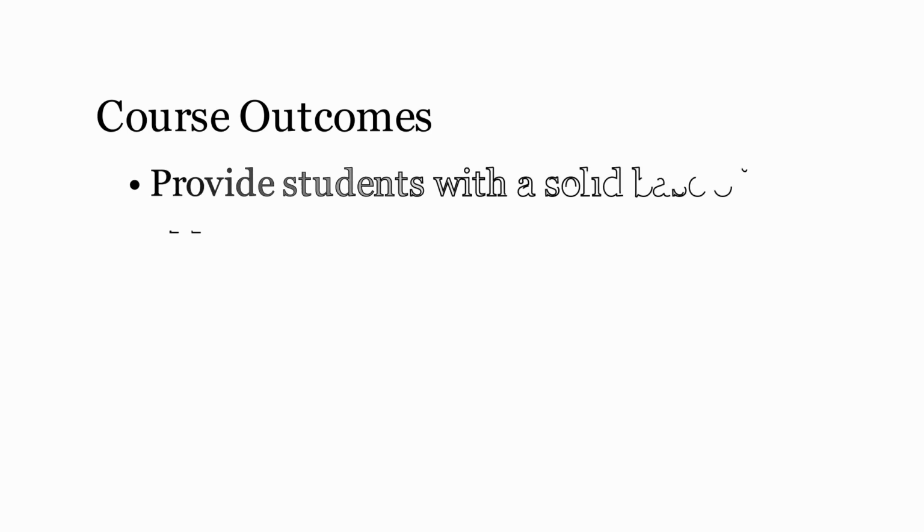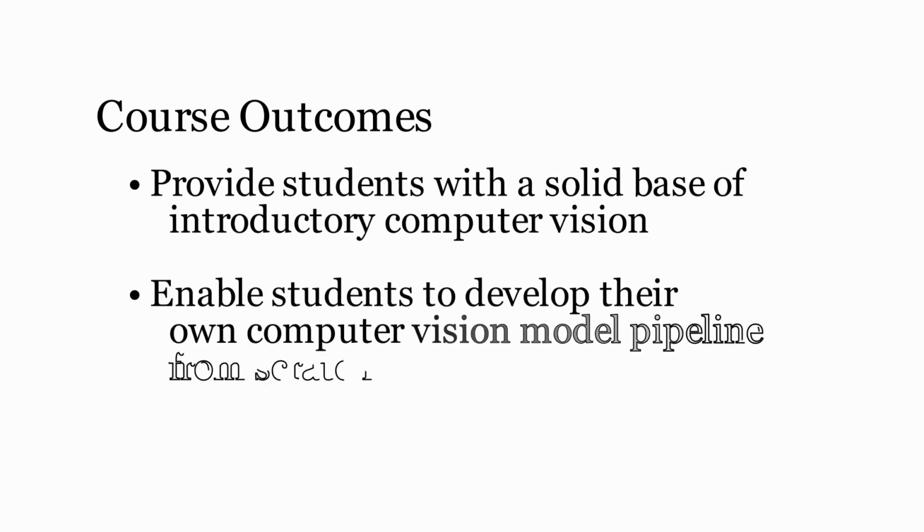So with that, let's jump into the course outcomes. The first outcome is I want to provide students with a solid base of introductory computer vision. So by the end of this course, you'll be able to say that you understand the fundamentals of computer vision and how models work, and how key computer vision tools and the underlying structure work. And then also I want to enable students to develop their own computer vision model pipeline from scratch. So that means build your own computer vision models and combine them into some useful application that we're going to get into later in the course.